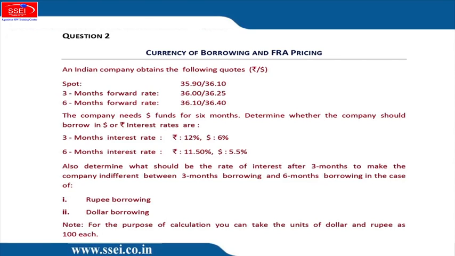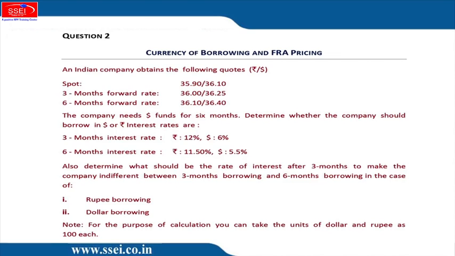We will borrow 3610 rupees at the 6-month rupee interest rate of 11.5%. So the rupee outflow will be 3610 plus 11.5% of 3610 into half, which comes to around 3817.58. Over there we got 3740. So obviously dollar borrowing is cheaper. We recommend dollar borrowing. That's the first part of the answer.